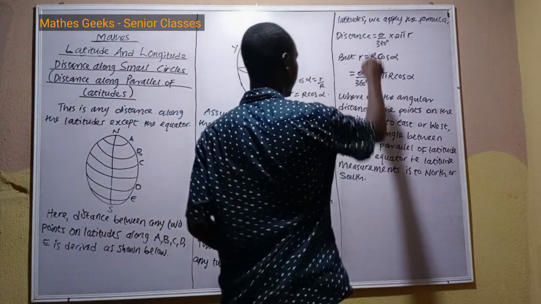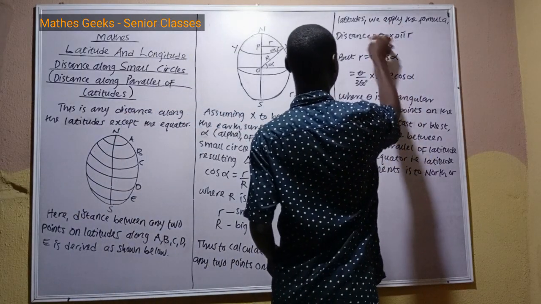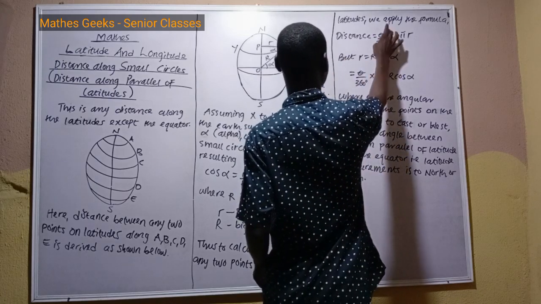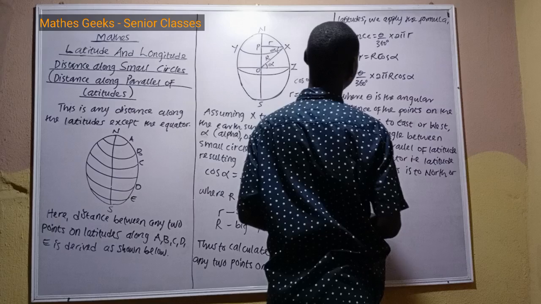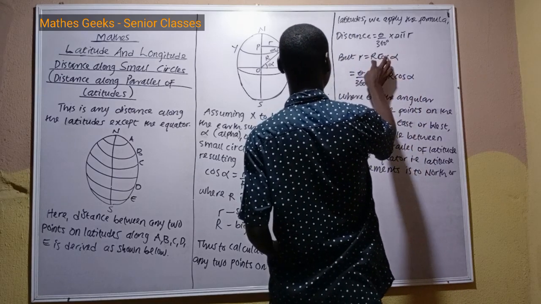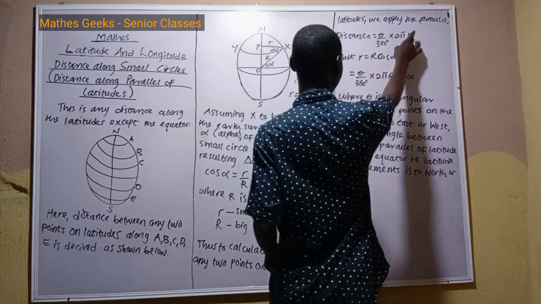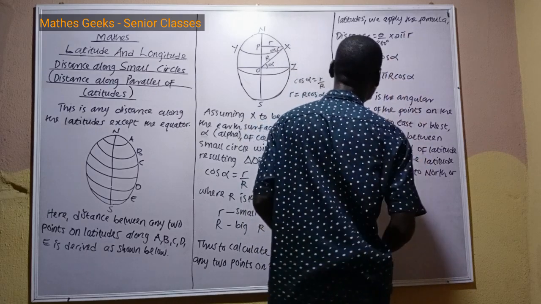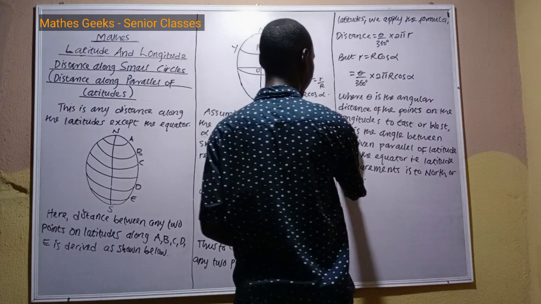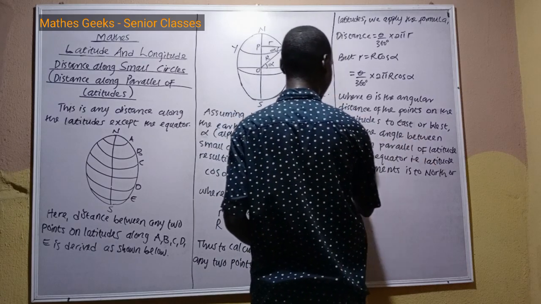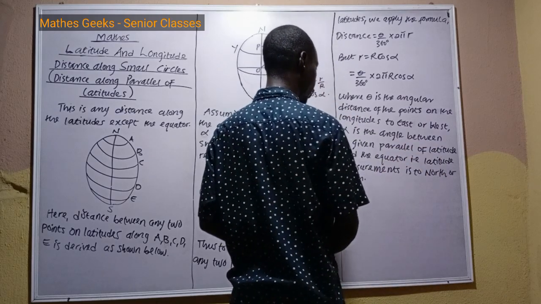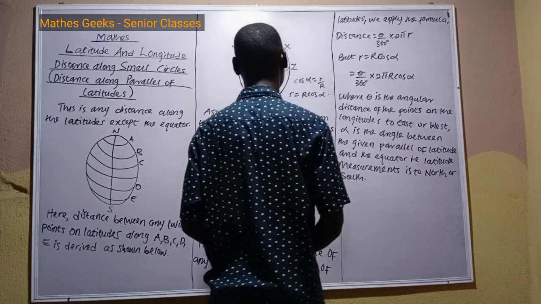So in place of r in the distance formula, which is the length of the minor arc subtended at the center by this angle, the angular difference, we put R cos alpha. Theta is the angular distance of the points on the longitude, so east or west, and alpha is the angle between the given parallel of latitude and the equator. That is, latitude measurement is to north or south.